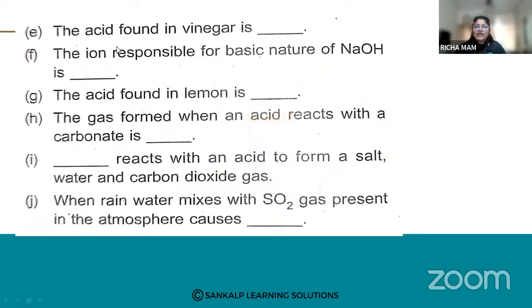Next questions. The acid found in vinegar is. So which is the acid present in vinegar? Acid present in vinegar is the acetic acid. Okay, remember that it is the acetic acid. So acetic acid is present in the vinegar. The ion responsible for basic nature of NaOH is.